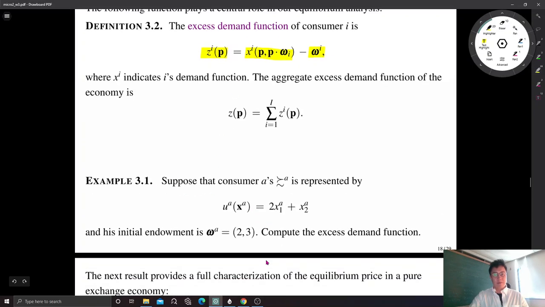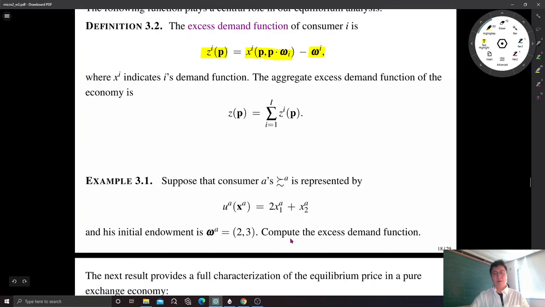Let me do one example to help you understand this notion. Suppose that consumer A's preference relation is represented by this utility function. That utility function is a linear function, meaning that good 1 and good 2 are, to consumer A, totally substitutable, total substitutes at a fixed ratio. And consumer A's initial endowment is given by (2, 3). Initially, consumer A has 2 units of good 1 and 3 units of good 2.